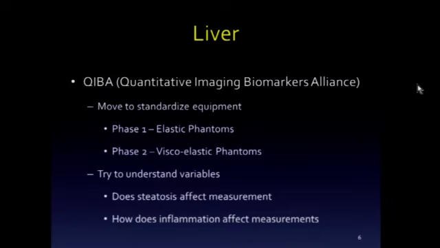We need to also understand variables, which the QIBA committee is doing. Right now, we do not believe that steatosis affects the measurements as we're doing them now. If things change on how we exactly do these measurements, that may change in the future. And again, we're trying to figure out how inflammation affects these measurements, and is there a way we can correct if the patient has inflammation superimposed on the fibrosis, because the liver stiffness values that we get actually determine liver stiffness, not fibrosis.